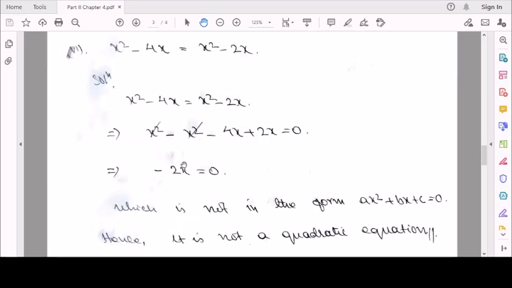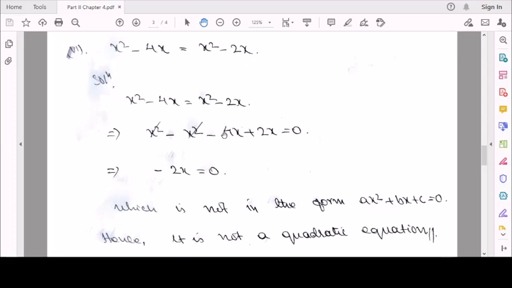Now x squared, one is plus, x squared, one is minus. Plus minus is minus. x squared minus x squared is how much? 0. That means you can cancel these two terms, x squared and x squared. The remaining term is minus 4x plus 2x. Plus minus is minus. 4 minus 2 is 2. We'll have 2x. Which sign is greater? Plus minus, it is minus. Therefore, you will get minus 2x equals 0.